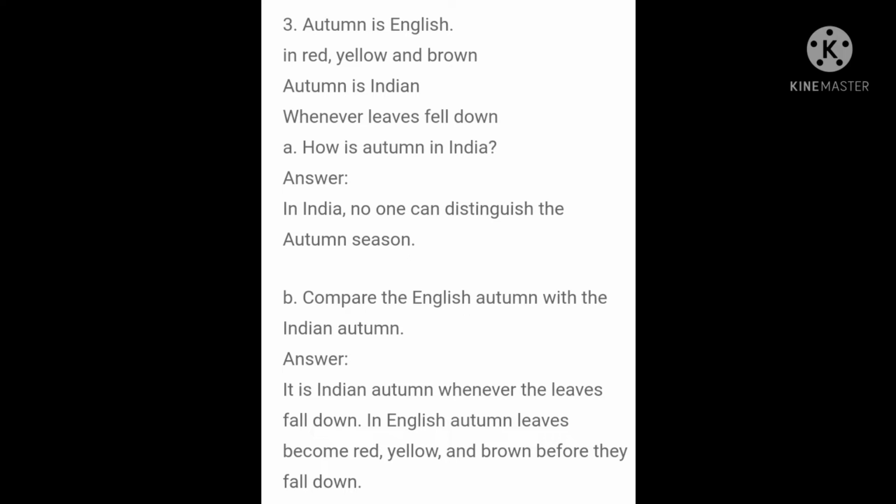Question 3. Autumn in English is red, yellow and brown. Autumn in Indian is when our leaves fell down. A. How is autumn in India? Answer: in India, no one can distinguish the autumn season. B. Compare the English autumn with the Indian autumn. Answer: it is Indian autumn whenever the leaves fall down. In English, autumn leaves become red, yellow and brown before they fall down.